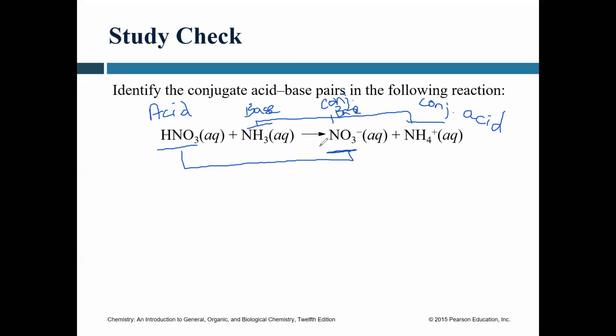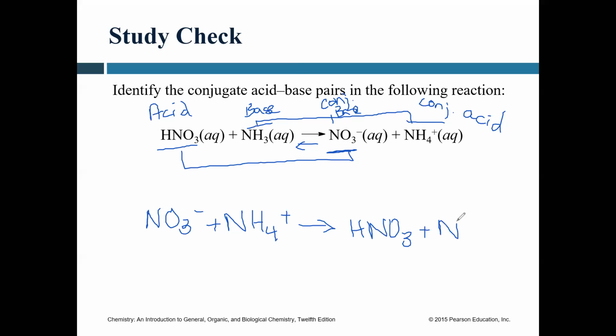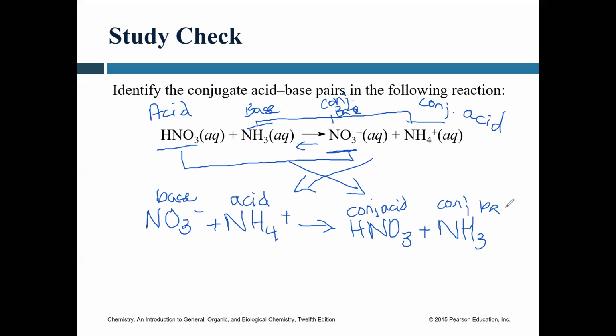If I was to flip this and go in the other direction, if I had something like NO3 minus plus NH4 plus produces HNO3 plus NH3, you can see we just turned this around. This is over here, this is over here. This will no longer be a conjugate acid. This would just be an acid. And this would be a base. And then we would call the things that were acid and base conjugates. So this would become the conjugate acid, and this would be the conjugate base. And they would still pair off with their same buddies.